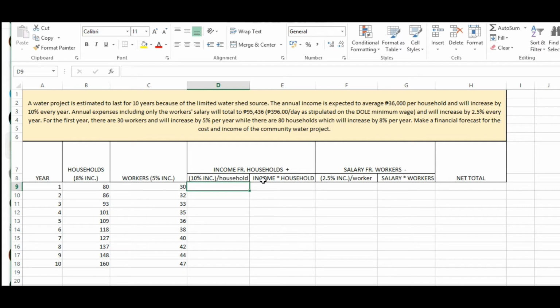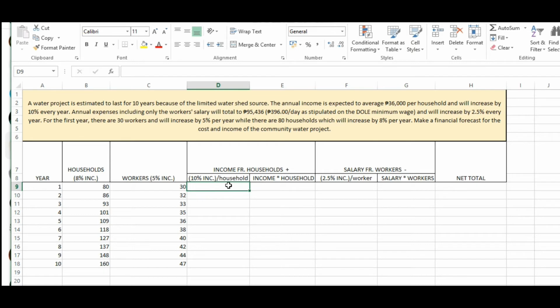So now we'll proceed with the income, the salary, and the net total. So first, let's go to the income from the households. So the income is from the bills from the households. So dito, nagbabayad sila ng bills dahil gumamit sila ng water, the service of the water project of that organization. So ayan, so from the problem, may 10% increase daw yung per household. So yun siya, ang bayarin nila is may 10% increase.